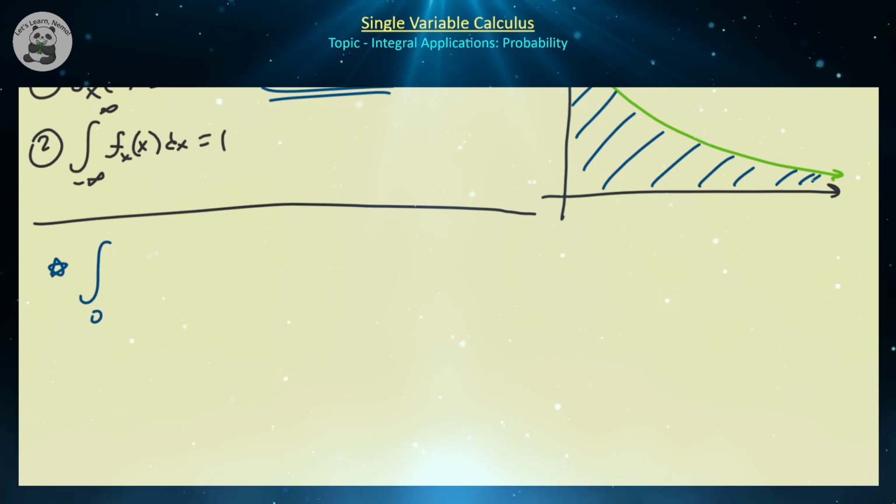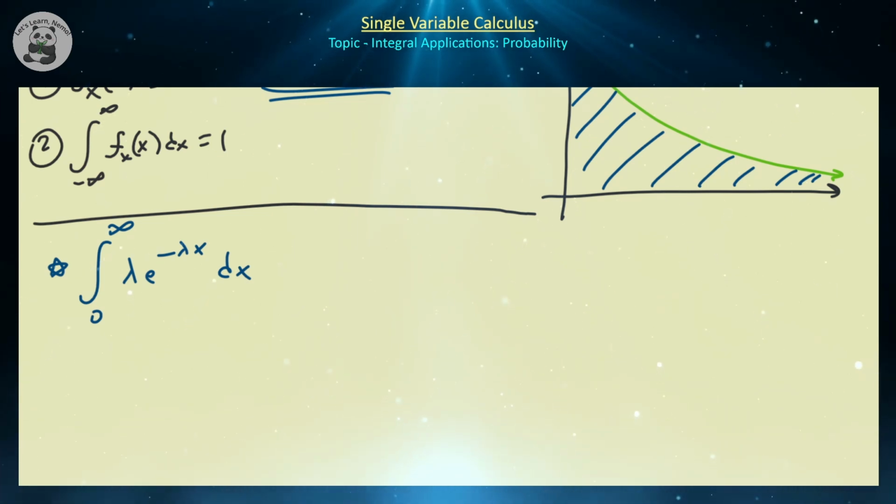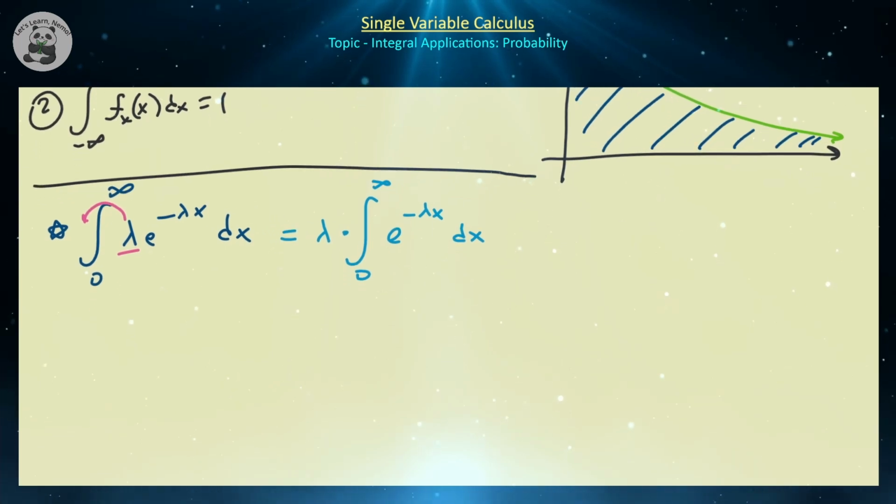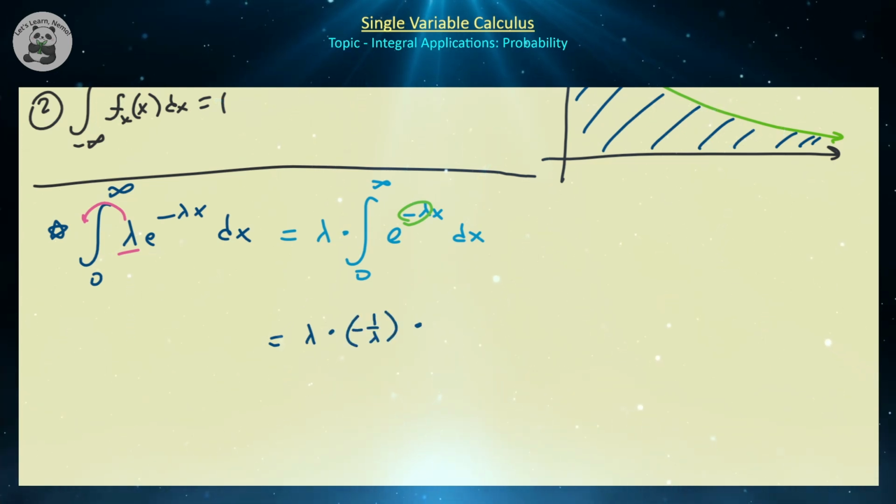So the integral from 0 to infinity of lambda e to the minus lambda x, and let's assume that lambda is just an arbitrary positive constant, and see if this family of distributions is a family of probability density functions. Lambda is just a number, so I'm going to factor that out. So I'm going to have lambda times the integral from 0 to infinity of e to the minus lambda x dx. Minus lambda is also just a number, so I can use some inverse chain rule here, and I'm going to have lambda times minus 1 over lambda times e to the minus lambda x, and then we're going to be evaluating this as x goes to infinity and as x goes to 0.